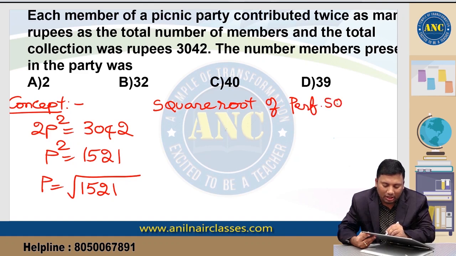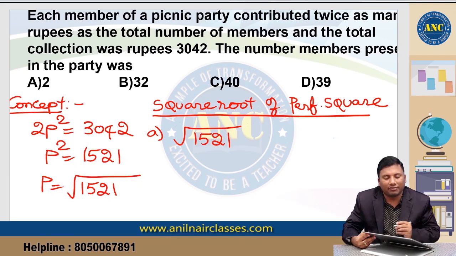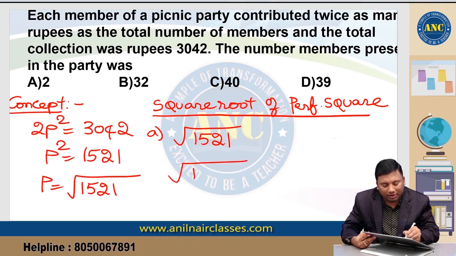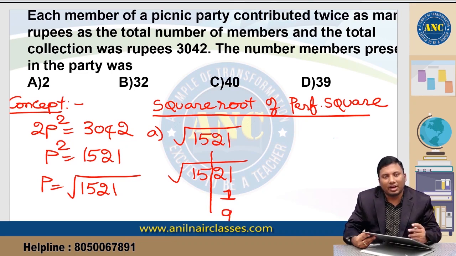a perfect square? How to find the square root of a perfect square? First one, square root of 1521. Because it is a perfect square, start from the rightmost. Keep a slash after 2 digits. Which number on square gives 1? 1 square is 1. 9 square is 81. There are two possibilities, 1 or 9.